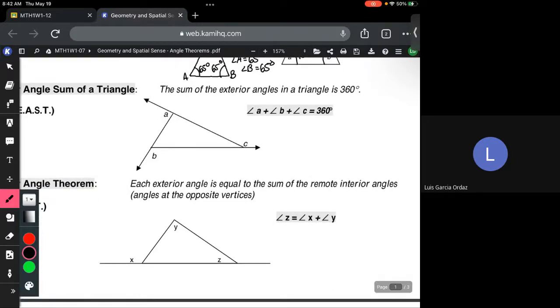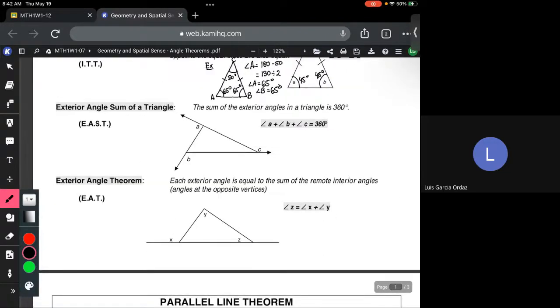And then the last one here is the exterior angle theorem. The acronym is EAT. And trust me, guys, I do not have all of these things memorized. I just go based off the pattern and what it is.